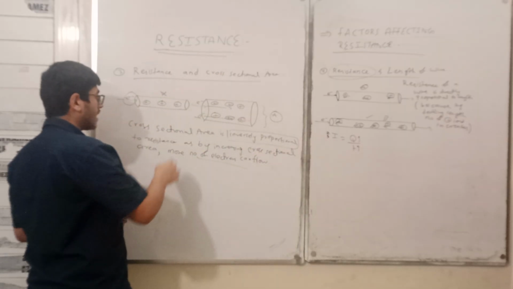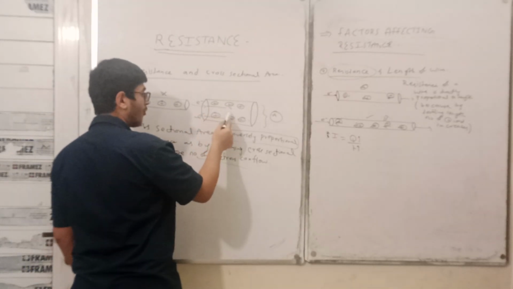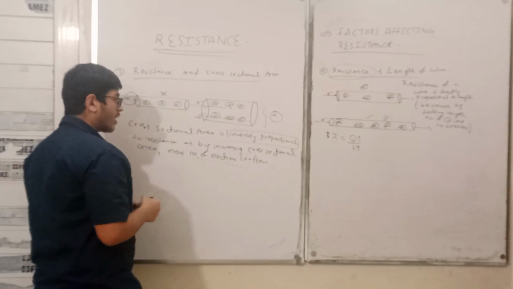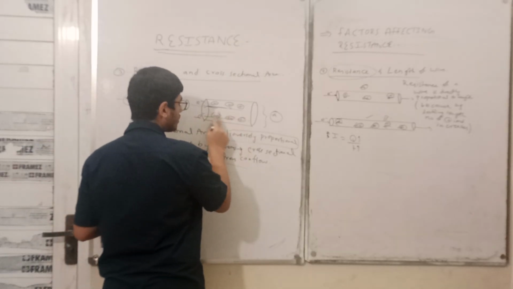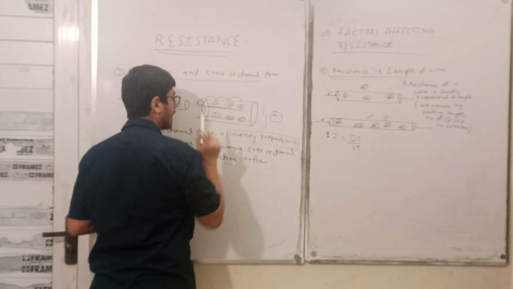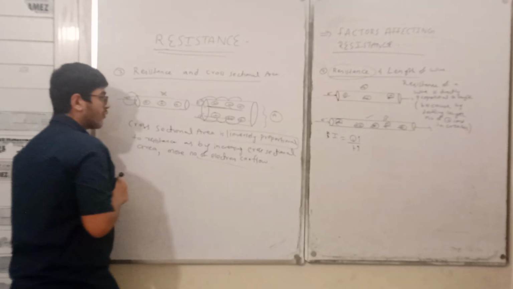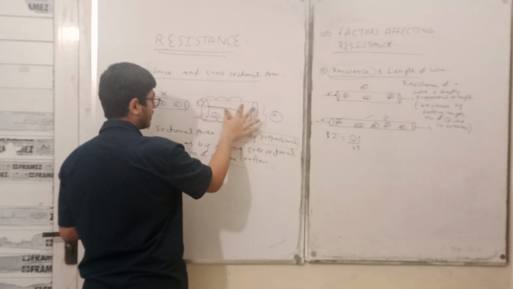And if you have a question that by increasing the cross sectional area there will be more number of ions, but if you are checking properly, each electron still collides with the same number of ions as previous. Therefore, this factor does not affect the resistance in this case.